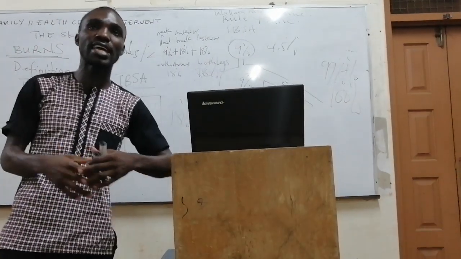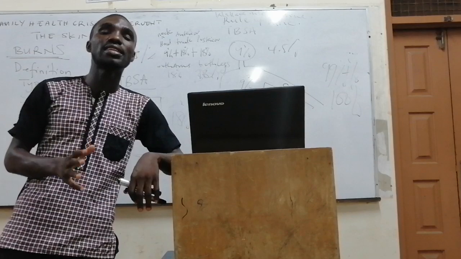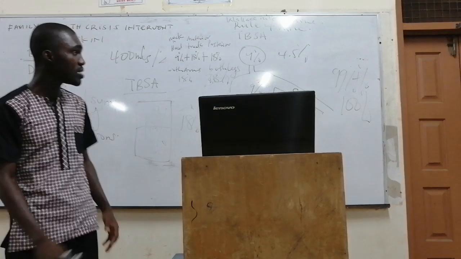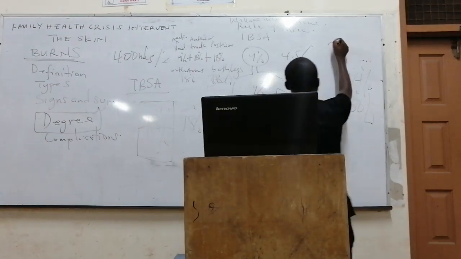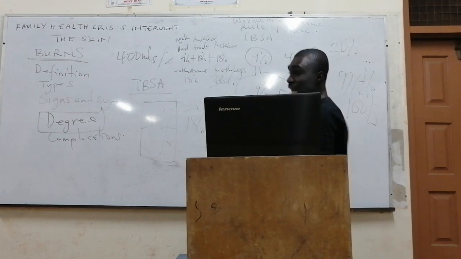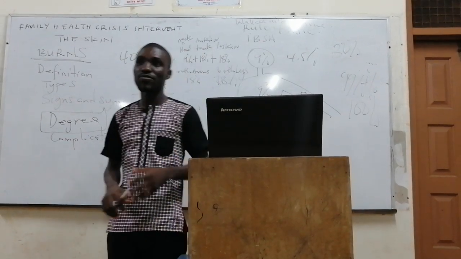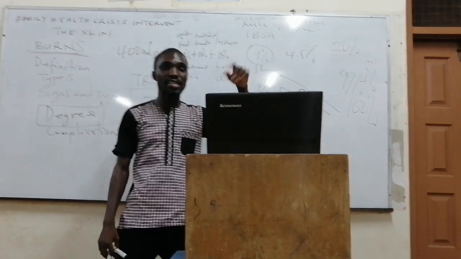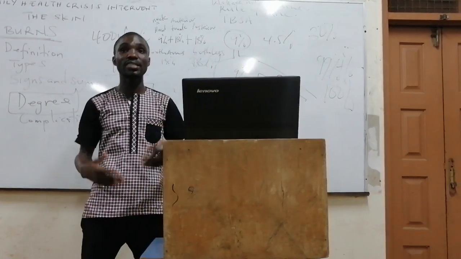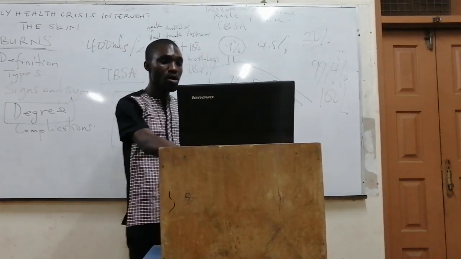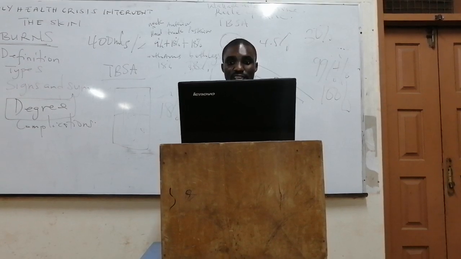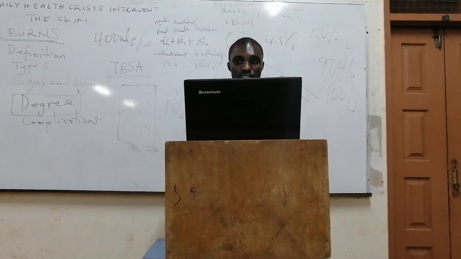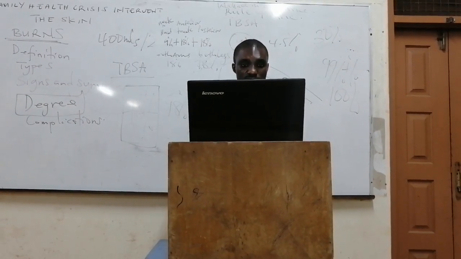As a nurse or as a doctor, you have to calculate the percentage of the burnt area so that you know the degree of burns. It's assumed that a total body surface area of more than 30% is classified as a major burn. If the burn is classified as major, then the patient is in a critical condition, so you have to manage the patient well to prevent other complications. So this is how the total body surface area is calculated.